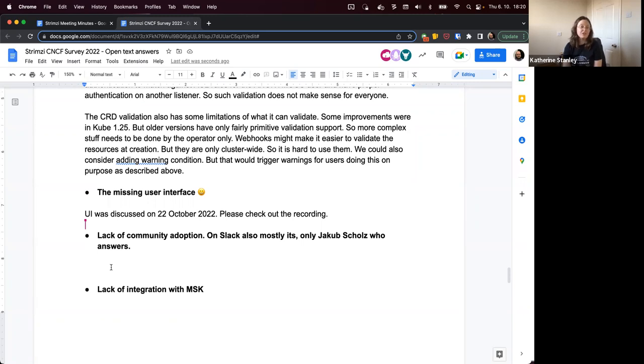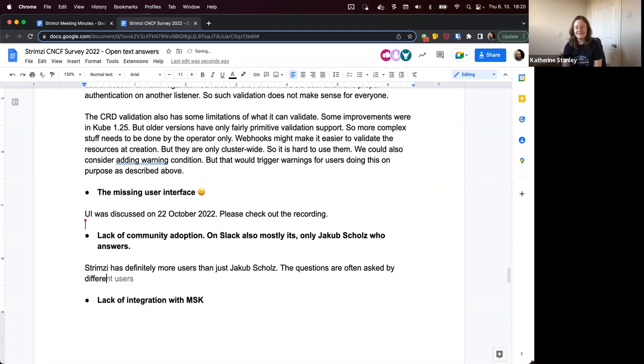I don't know what community adoption means. In terms of people perhaps contributing or answering questions, then that definitely is a much lower number than the number of people using it. But to me at least, if you just look at the Slack, the questions are coming from often different people who are doing different things with Strimzi. And yeah, in terms of Jakub answering the questions, you're just really fast.